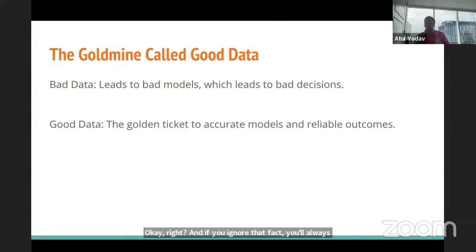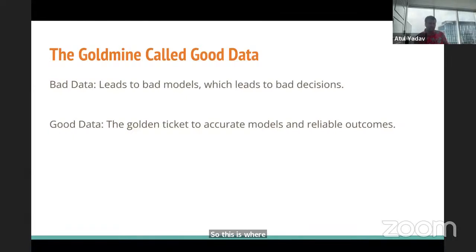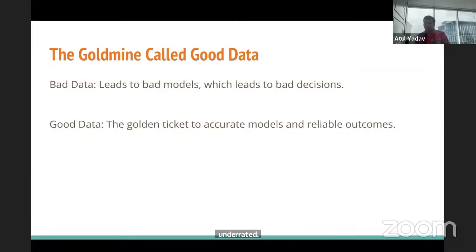This is where, as AI and ML engineers, you guys should closely work with the data engineering team, because the data engineering team is a very underrated team. People say no, the data science team does the actual job or the magic, but it's the data engineering team who basically gives a platform to the data scientists and the ML engineers to create the right models and fit the use cases for the business. Does it make sense to you guys?